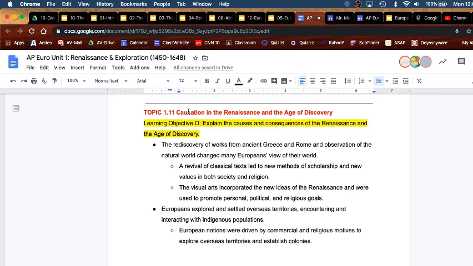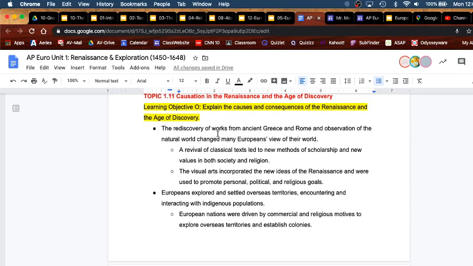So cause and effect is a major topic to understand, and this first learning objective is quite clear. It says explain the causes and consequences of the Renaissance and the Age of Discovery. If you've been following this series and studying this class, you should be able to address a lot of this right here. So, this brief review as we close off Unit 1.